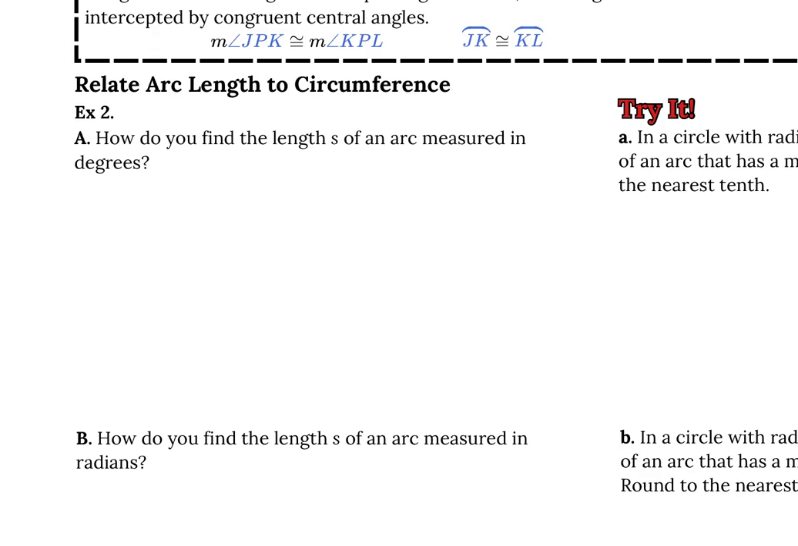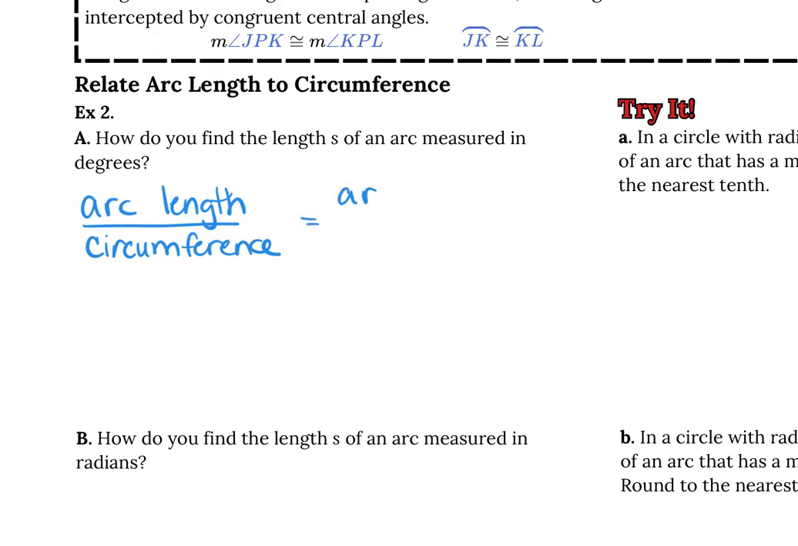Okay, so example 2, how do you find the length S of an arc measured in degrees? To do that, we would take our arc length, divide that by the circumference, and then set that equal to the arc measure, which we would have in degrees, divided by 360.